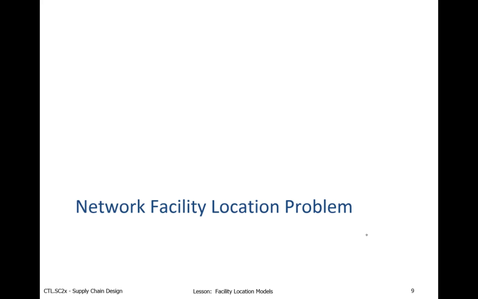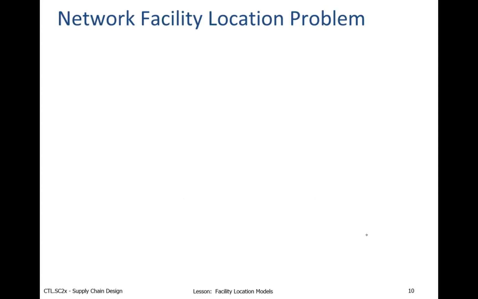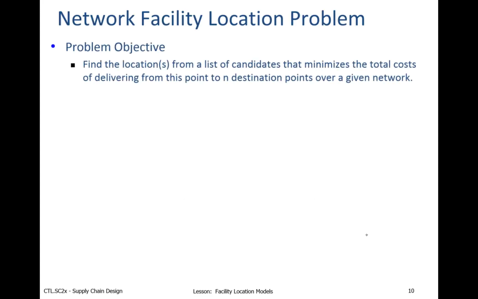Now we're going to look at the network facility location problem, where instead of looking on a continuous space and finding one location out of any possible location, we're going to have candidates to select from. So the objective is very similar still. We want to find the location or locations from a list of candidates rather than a continuous space that minimizes the total costs of delivering from this point to the n or k different destination points over a given network. So this is almost identical to the problem statement we had before. The difference is we have a list of candidates now.